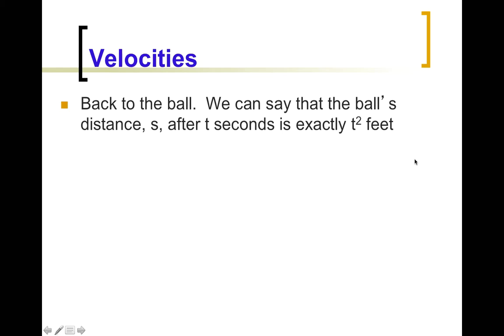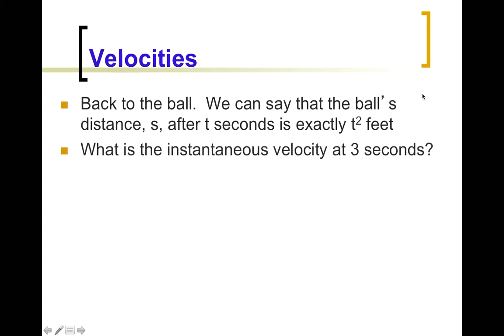Now, if we went back to this ball, we could say the ball's distance s after t seconds is exactly t squared feet. And Galileo actually proved this. He proved that as the ball rolled down the hill, after t seconds, it went t squared feet. So after 4 seconds, it went 16 feet. After 10 seconds, it went 20 feet. And he calculated this, and he actually got it out pretty well.